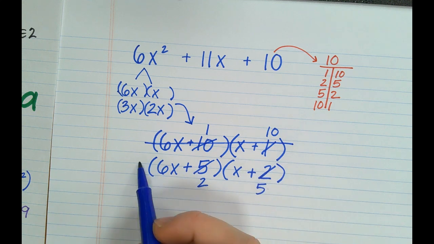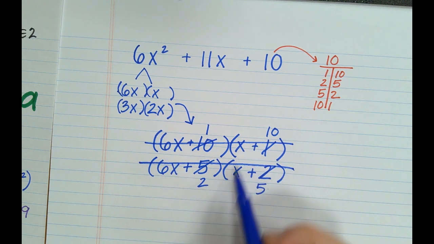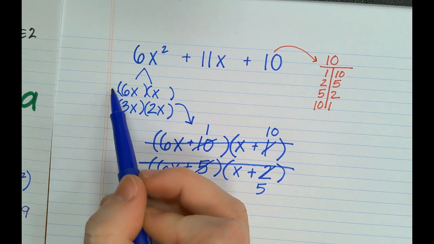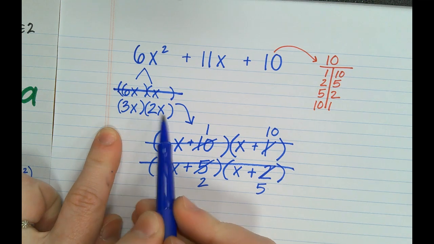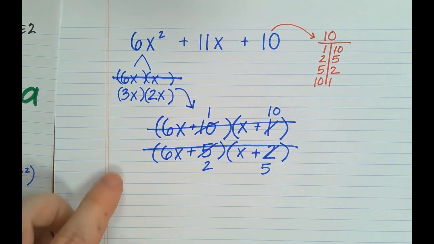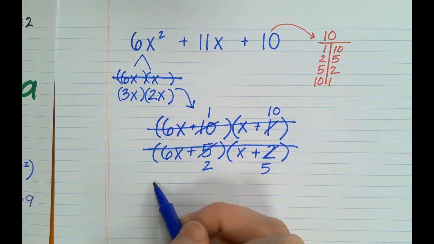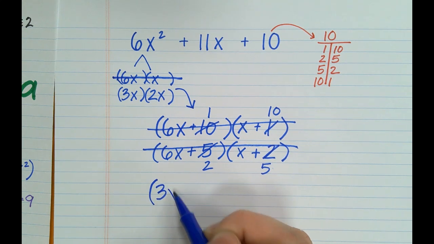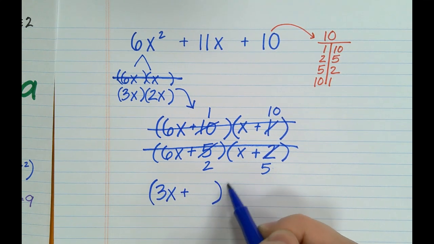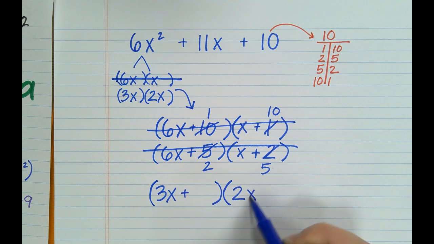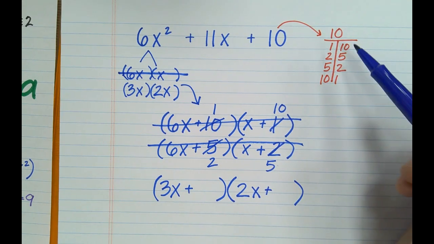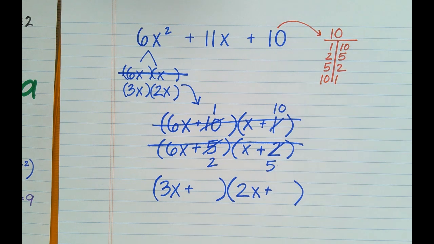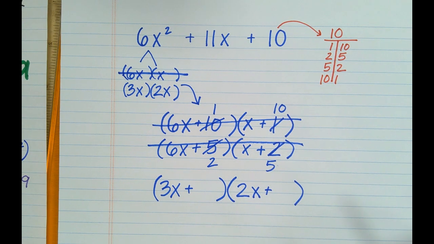So this is wrong. We cannot use 6x and x. So what do we do next? Yes, that means our next step is to check our other factors of 6x squared. So now we've got 3x plus something times 2x plus something. So here's all of our options. Which ones do you guys want to try first?